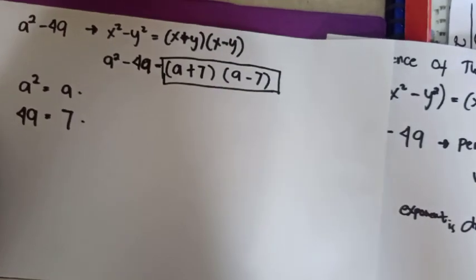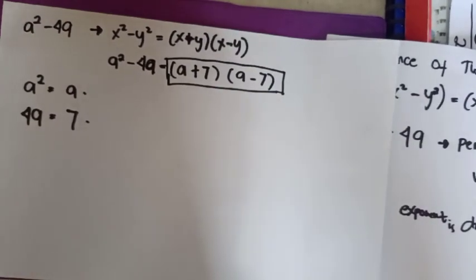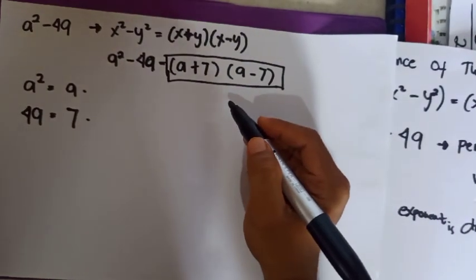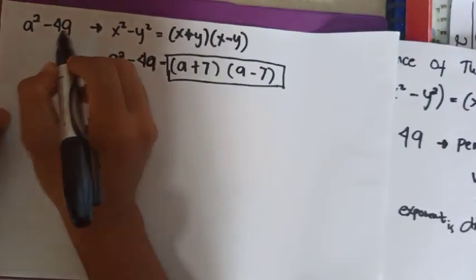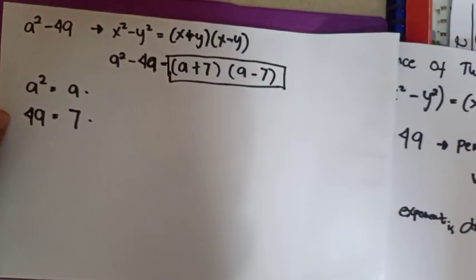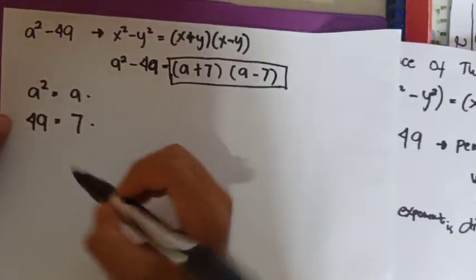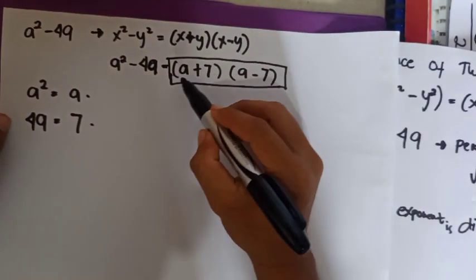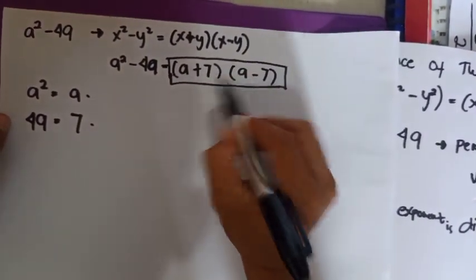Do you understand, class? So this is the difference of two squares. Easy, right? So the first term and second term must be perfect squares. And then find the square roots. And now this would be into this form.